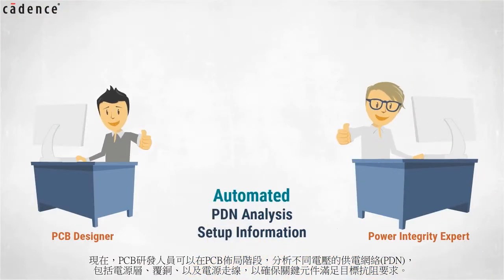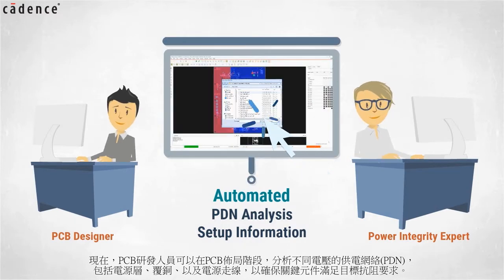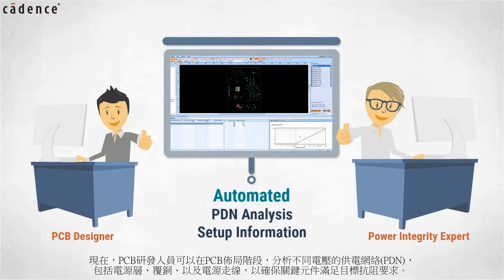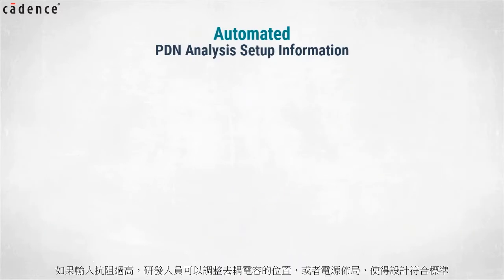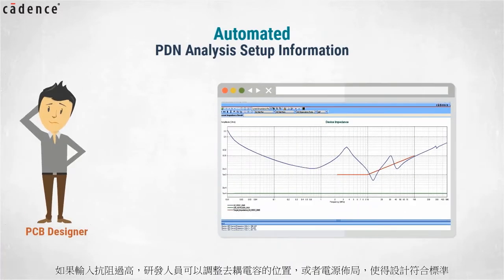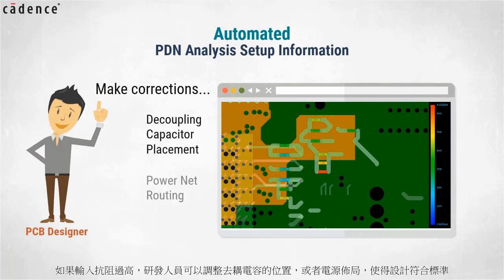Now, as the PCB is going through layout, PCB designers can perform PDN analysis on the planes, pours, and routed power nets for each voltage, ensuring that the critical components meet target impedance requirements. Should the impedance be too high, the PCB designer can make corrections to decoupling capacitor placement or power net routing to bring the design into spec.